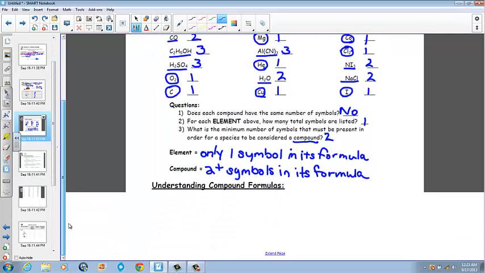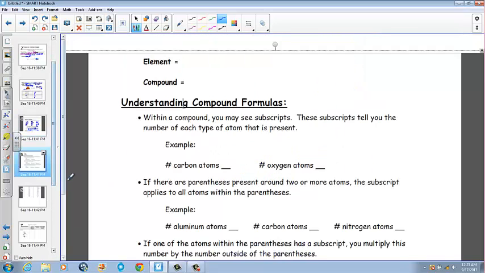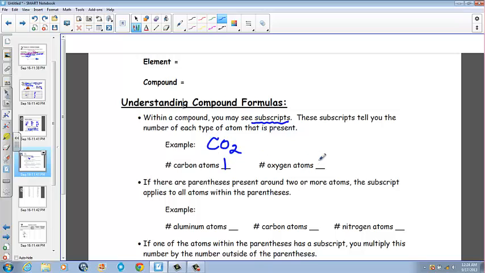So in order to understand compound formulas, we have to look at how we name them. So let's go to the next part, and it says within a compound you may see subscripts. Subscripts are the little numbers, sub meaning below. So the number will be below the symbol. The subscripts tell you the number of each type of atom that is present. So for example, if I say CO2, and I put the 2 down here, we have 1 carbon and 2 oxygen.